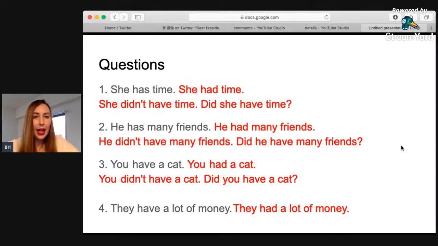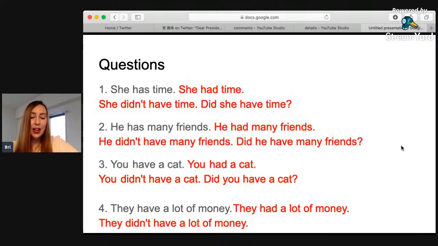Let's make it into a negative sentence. So, no money. They have a lot of money. They didn't have a lot of money. They didn't have a lot of money. Very good.